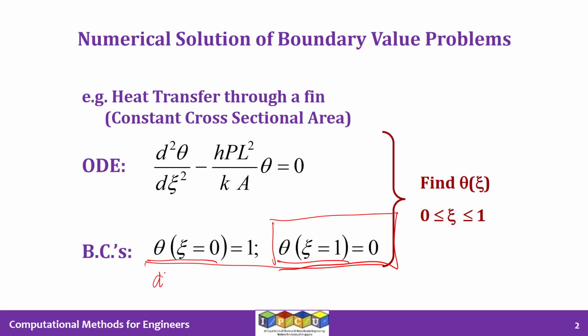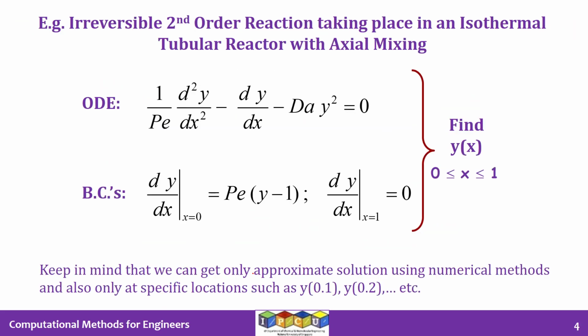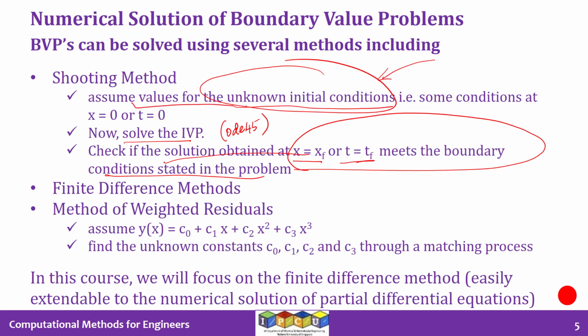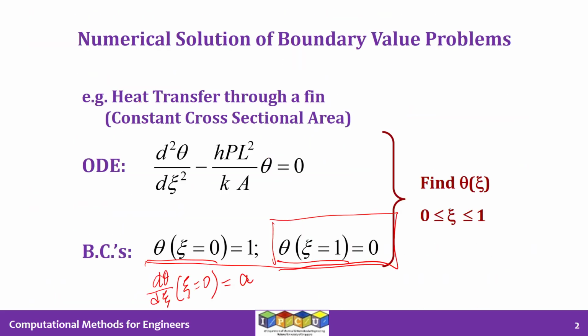If I can assume d theta by d psi at psi is equal to 0, I'm going to assume some value a. It's up to us to assume some value a. So this is what I mean when I say assume values for the unknown initial conditions. This condition has been given in the problem. We don't have to assume that. We require one more condition in order to make it an IVP. So I'm going to assume that d theta by d psi at psi is equal to 0 is some value a.